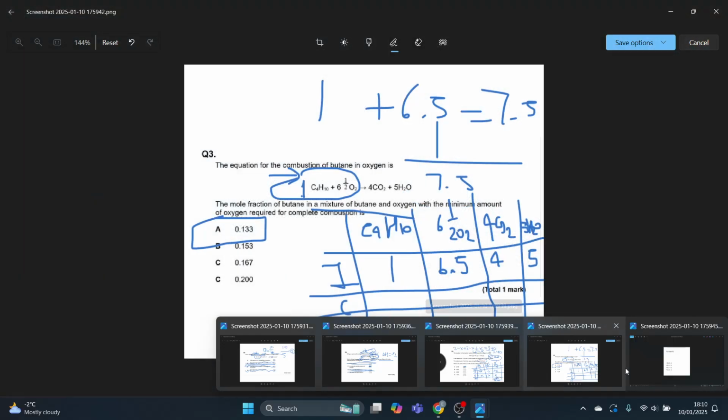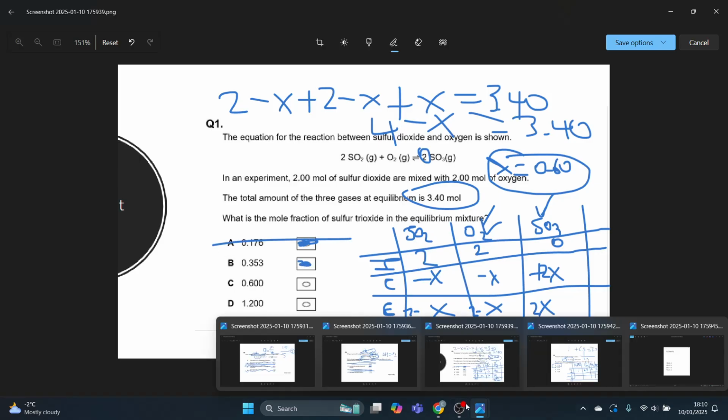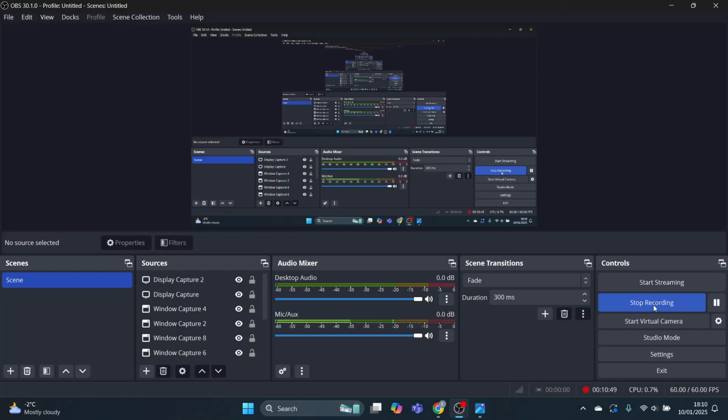Now, 1b. Okay, mole fraction of sulfur trioxide in an equilibrium mixture. Oh, right, okay, so because that's a 2 mole ratio, it's not going to be, you know, I didn't see that. It's actually plus 2x. So what it actually is, it's 0.60 times 2 divided by 3.40, which is 0.353. 2 mole ratio. That makes complete sense. And that's the end of the multiple choice question.